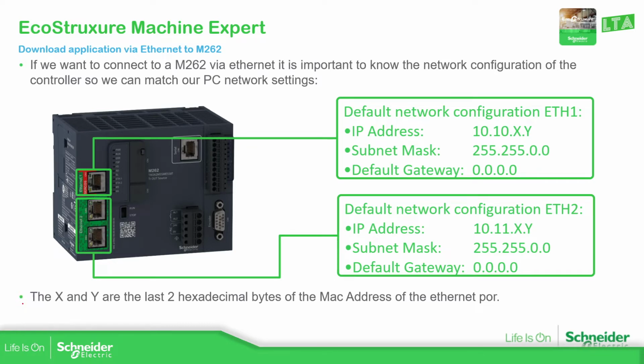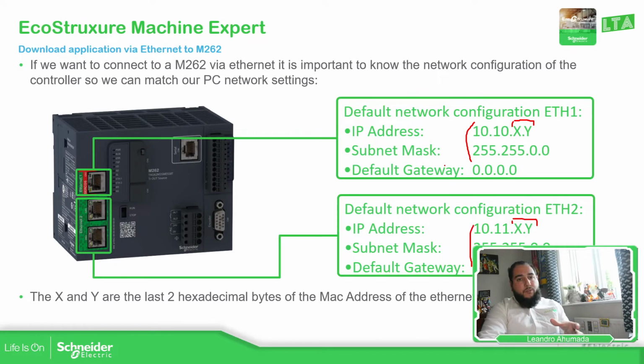Let me just put the band. These numbers over here, so we can identify the device in our network. We need to remember this part and this part for each port, because if we have a new PLC, or after a firmware upgrade where we haven't specified any configuration, this is going to be the default. So we need to remember this.